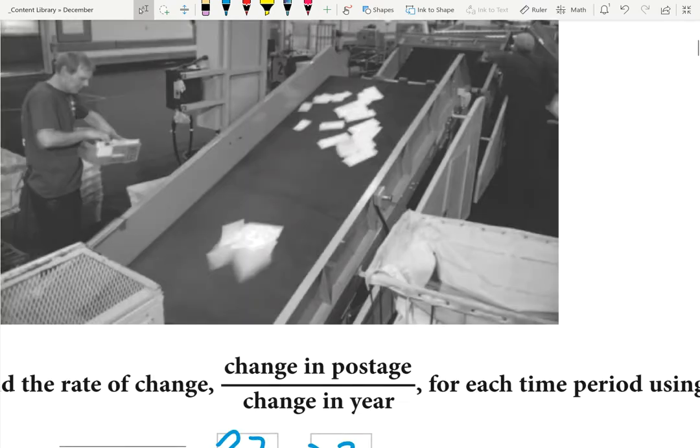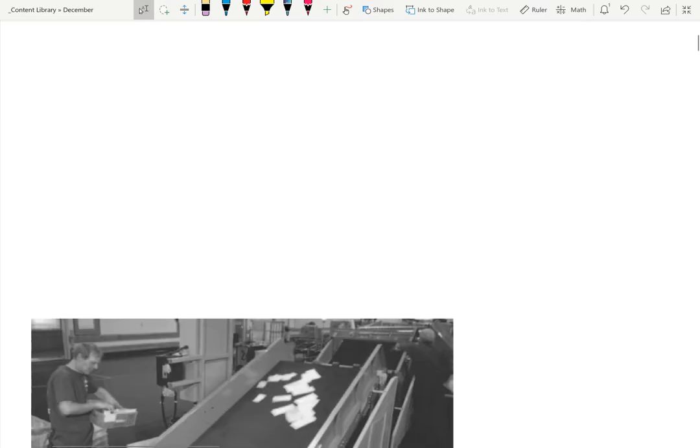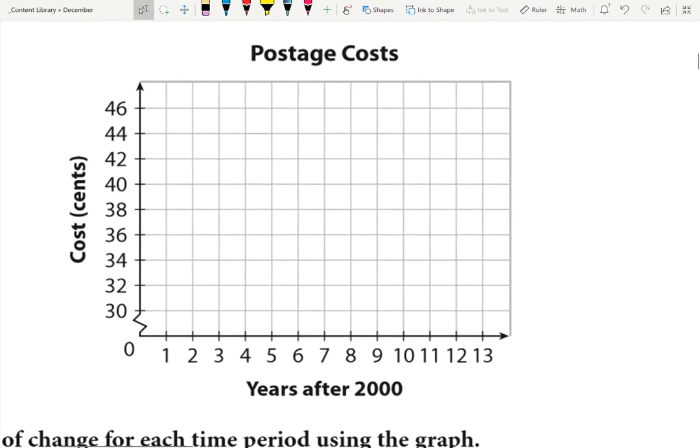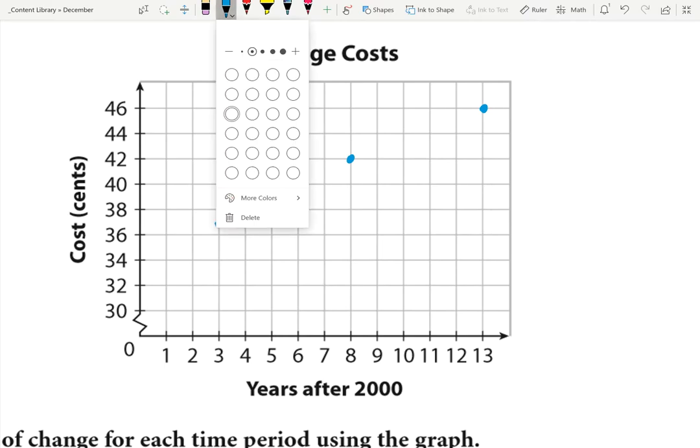Now, if we graph this, I'm going to have to graph this really, really carefully. So we're just graphing the table that was given to us. I'm just graphing these points from that table onto this graph. So 3, 37, 4, 37, 6, 39, 8, 42, and then 13, 46. And then we connect these with a line. Let's do it in red. Let's make it very thin.